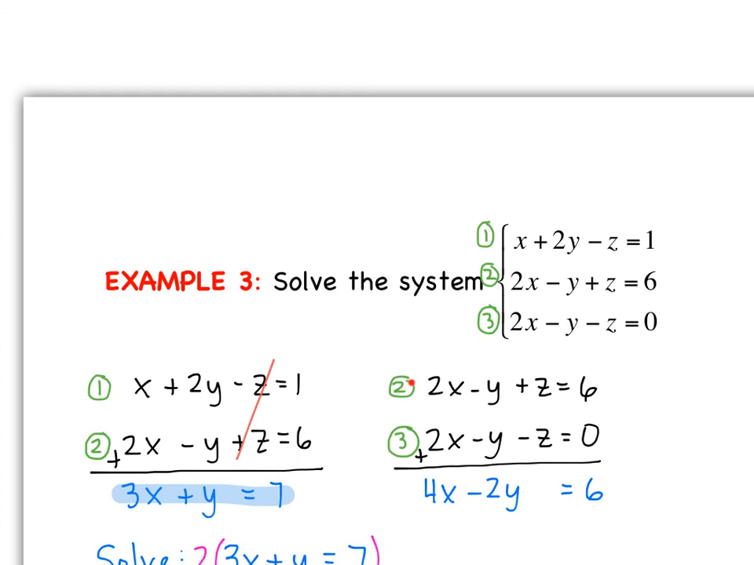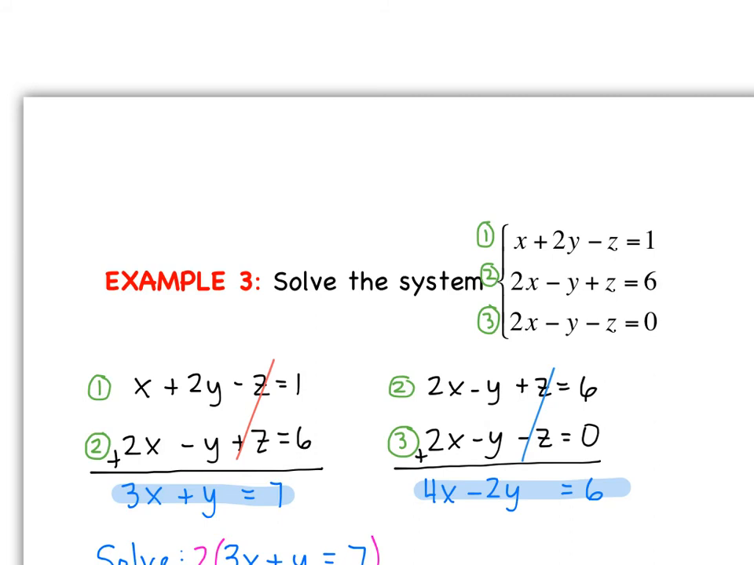So if I rewrite equation 2 and equation 3, I can go ahead and combine them right away. So when we do that, we're going to get 2x plus 2x is 4x, -y plus -y is -2y. Our z's cancel again, and we have 6 plus 0 is just 6. So we have yet another equation in terms of x and y.